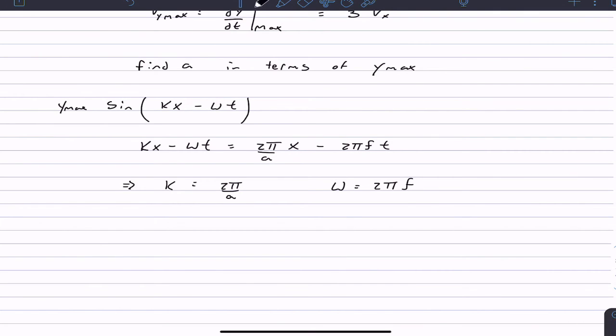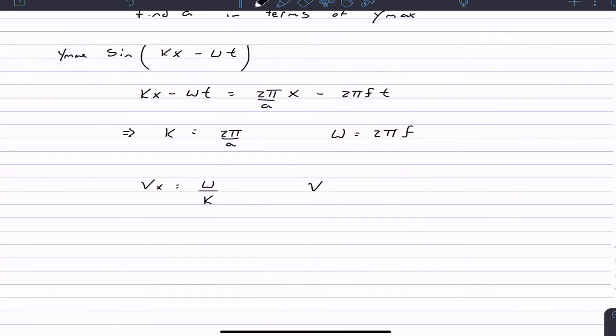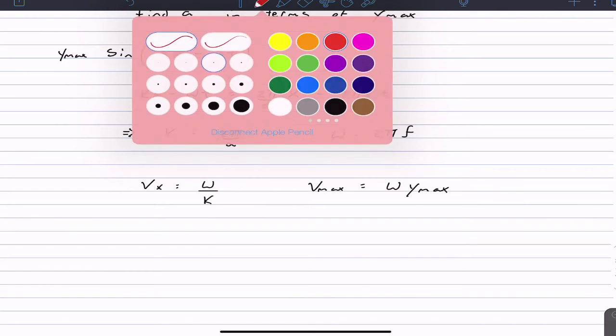So I'm sure we can use some of this information. Let's also remember that the general form for a wave speed is Vx equal to omega over k. Also, the general form for Vmax is equal to omega times y max. So I think a lot of this stuff will be useful.